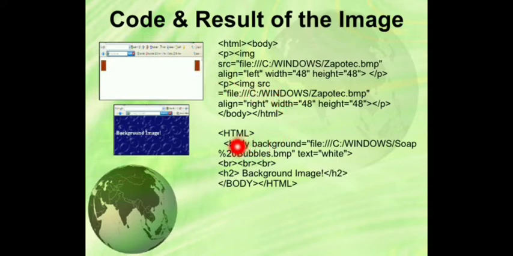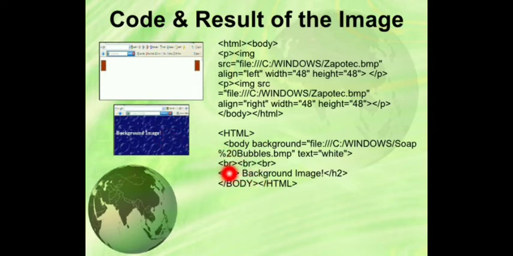Here is the next example, to set the image in the background. We have done this in the previous chapter. Like body, background, the complete path of the bubbles.bmp picture. The picture name is soap%20bubbles.bmp. Got it? Here the text will be white because the image color is dark, so we need to set the text white so that we will be able to see the text on the dark color background.